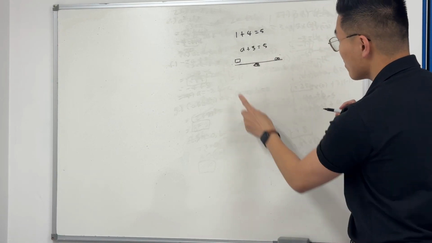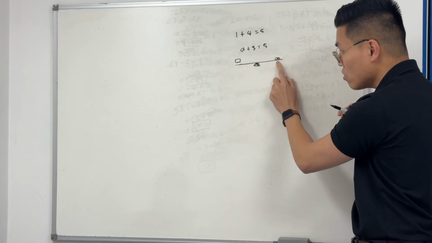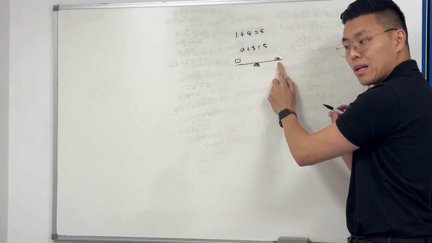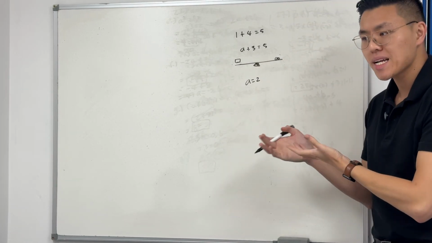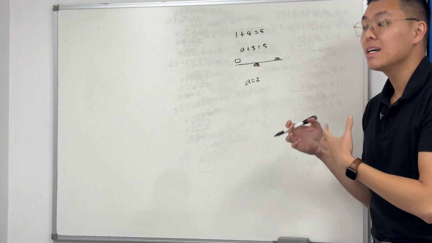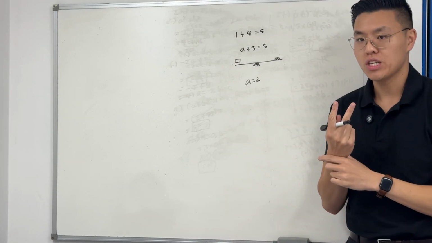All of a sudden, I realize that the weight of this box is equal to 2 balls, right? Okay, so that means A is equal to 2. Does that match up with our guess from before? Yes, it does, okay? So what are the 2 things that we just learned?